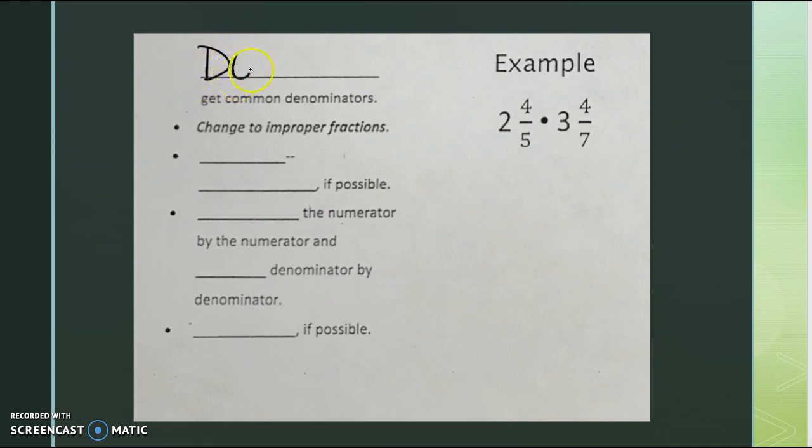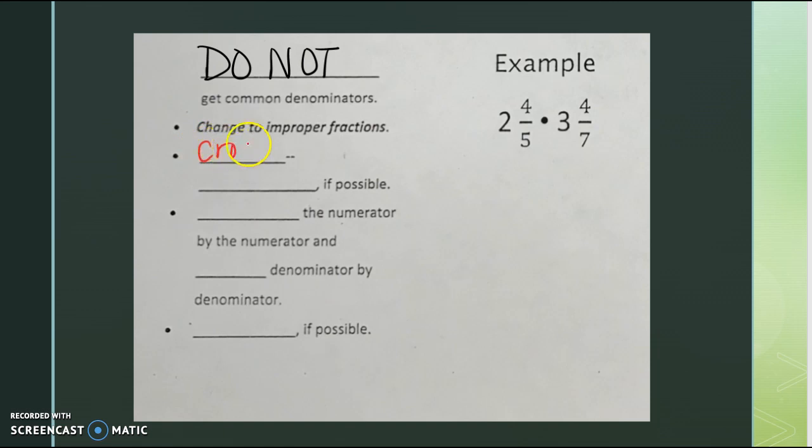do not get common denominators. Again, we don't want those common denominators with multiplying or dividing. Then our next step, very important, is to change them into improper fractions. So that's our C method. So we'll see that again in our example problems.